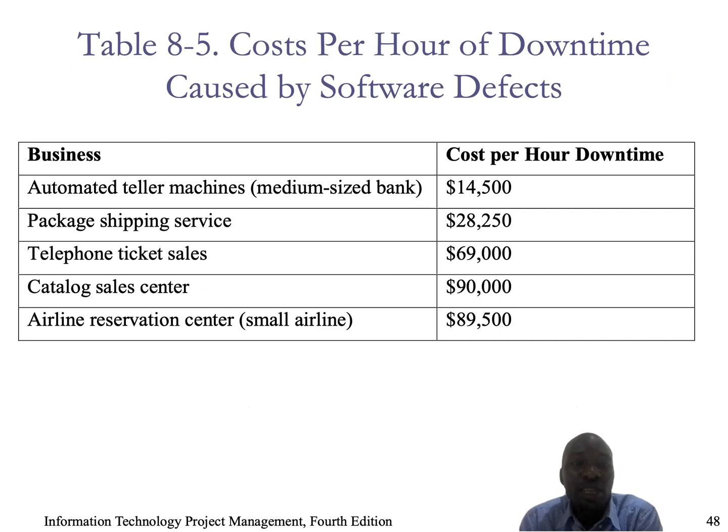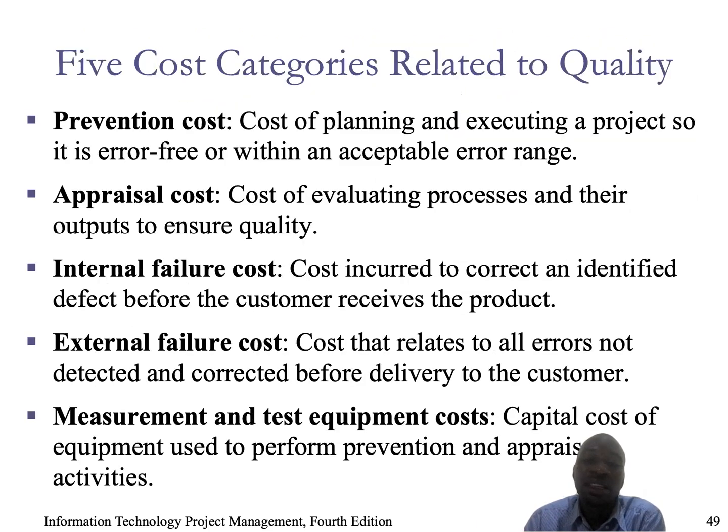Now it is assumed that once the ATM machine goes down for small companies, it is estimated that approximately 14,500 US dollars is lost. Telephone ticketing systems and sales company systems can cost up to 69,000. So these are estimates. You realize that every time the system goes down, companies make a lot of loss.